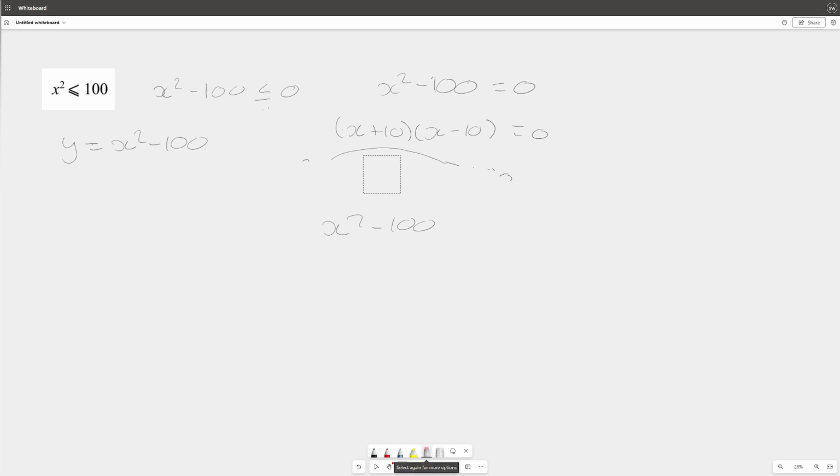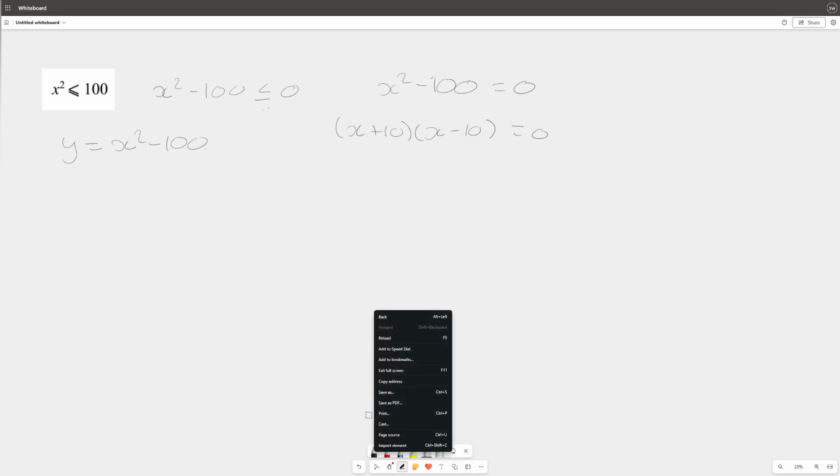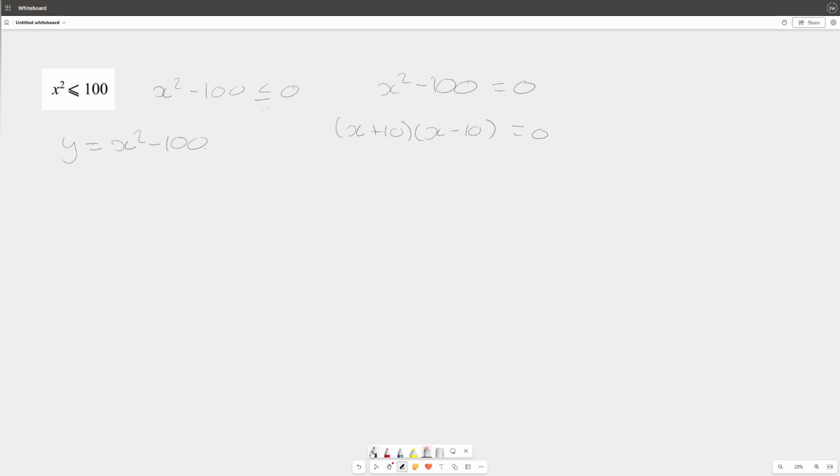So we can take this factorisation, we know that it is equal to 0, and we can say, okay, for both of these brackets, one of them is going to be equal to 0. So x plus 10 is equal to 0, that gives us x is minus 10, and when x minus 10 is equal to 0, we get x is equal to positive 10. And so our roots of this equation, y equals x squared minus 100, are minus 10 and 10. However, we want to solve this expression for less than or equal to 0.